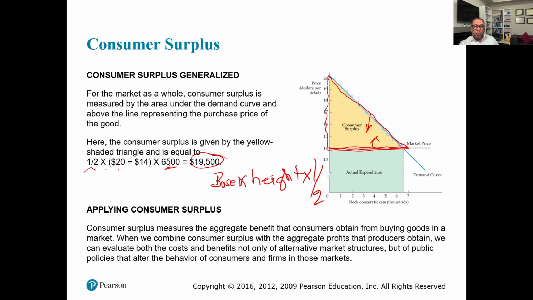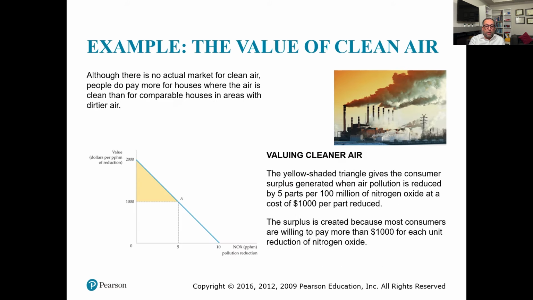Consumer surplus measures the aggregate benefit that consumers obtain from buying goods in a market. When we combine consumer surplus with the aggregate profit that producers obtain, we can evaluate both the costs and benefits, not only of alternative market structures but of public policy. So consumer surplus is an important concept that helps us understand public policy measures. Sometimes the government designs policies to favor consumers, trying to increase consumer surplus by setting the price below the market price.